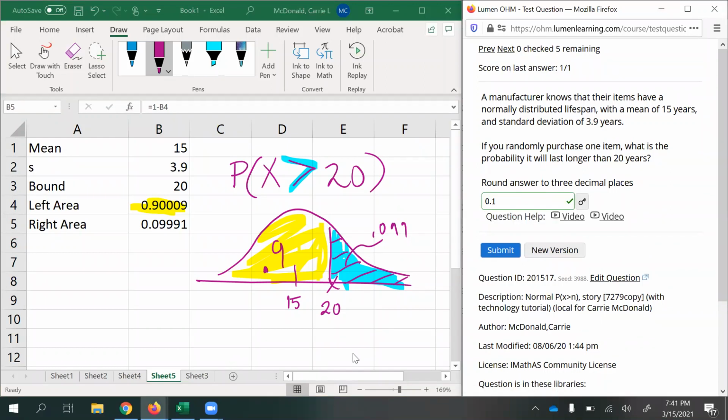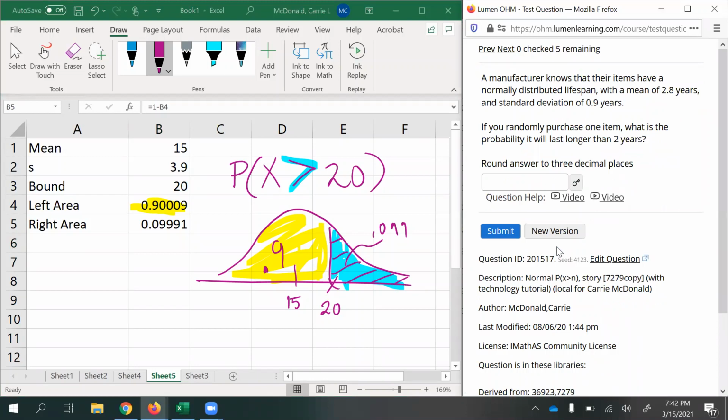Okay, now that is what you do if you're looking for an area. Now, if you were looking for a boundary, that is when you use NORM.INV. So all these that say probability, they're all going to be using NORM.DIST. But when you get to one where you have to, so still all of these say probability, probability, probability.